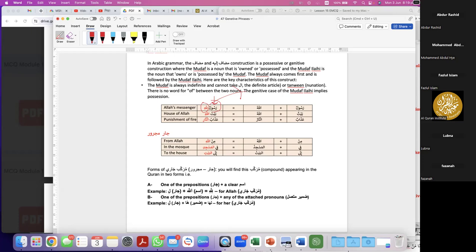What a beautiful... It's mudaf because Allah is mudaf ilayhi. It's the possessor. So if it is mudaf ilayhi, it will take kasra. Yes. That's why Allah will become Allahi. MashaAllah. Yes.